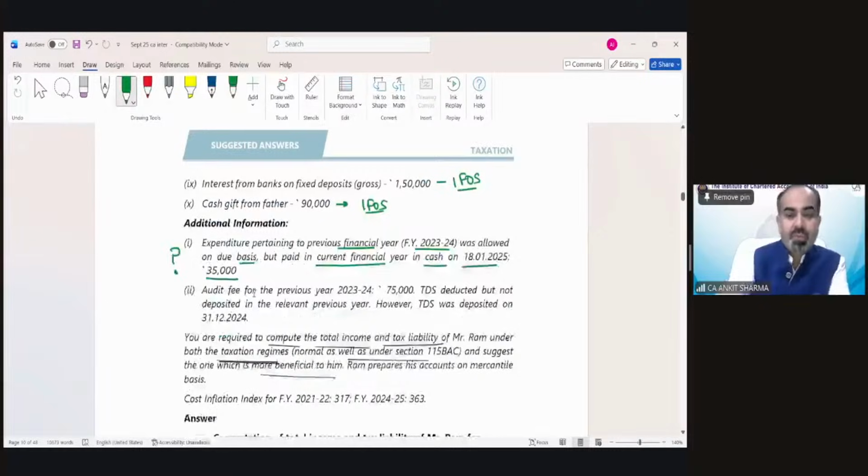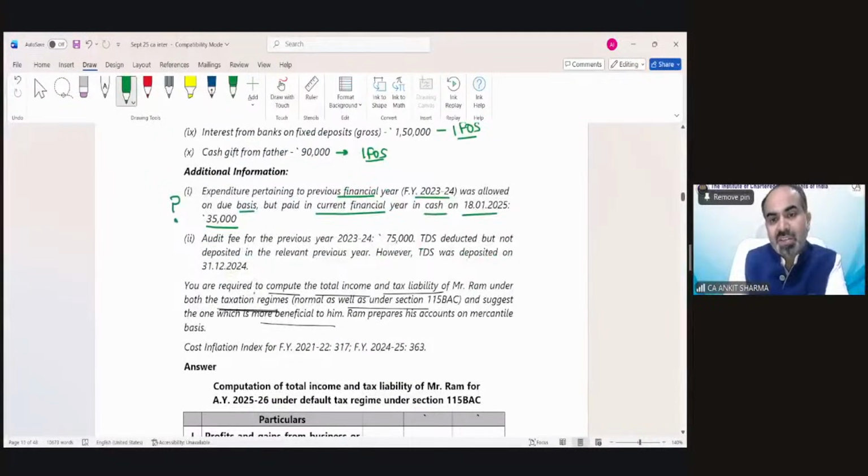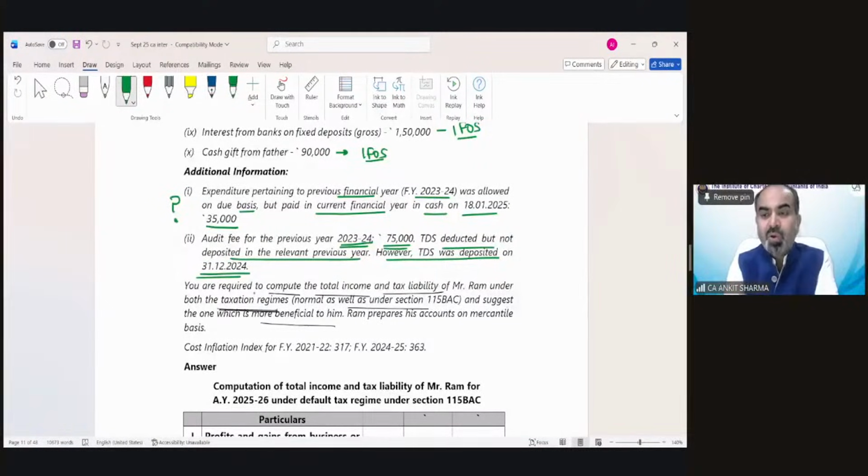The next one. Audit fees for the previous year 23-24 was 75,000. TDS deducted but not deposited in the relevant previous year. However, TDS was deposited on 31st December 2024. Mr. Ram is asking, sir, if it was below 10,000 cash, will the treatment change? We have to still add it back.